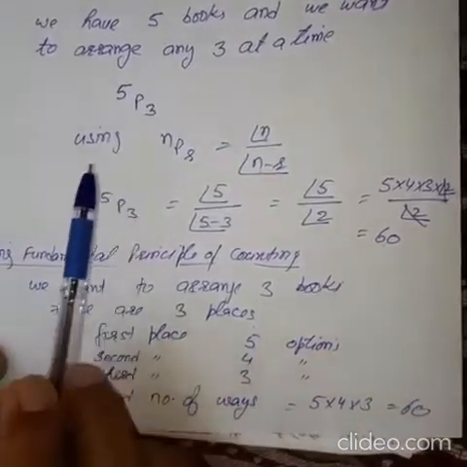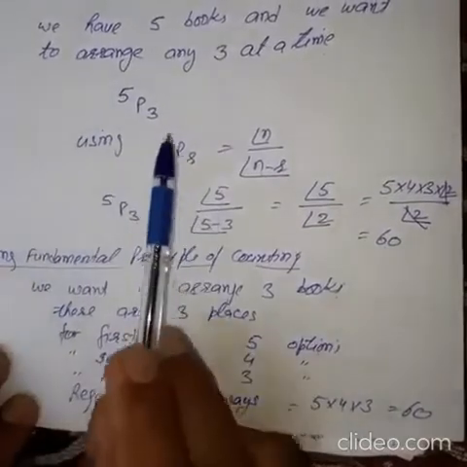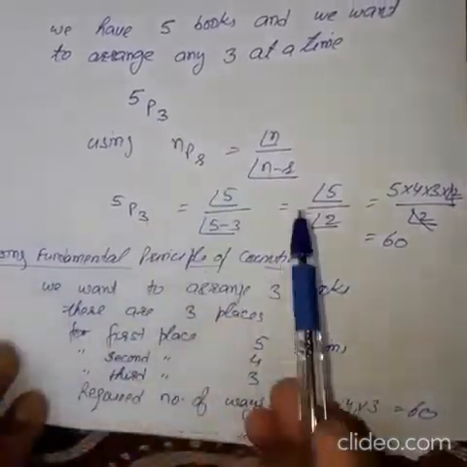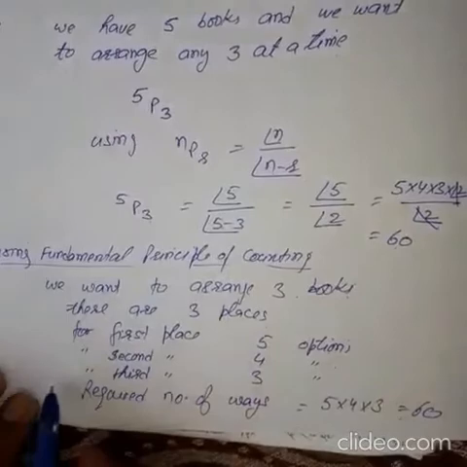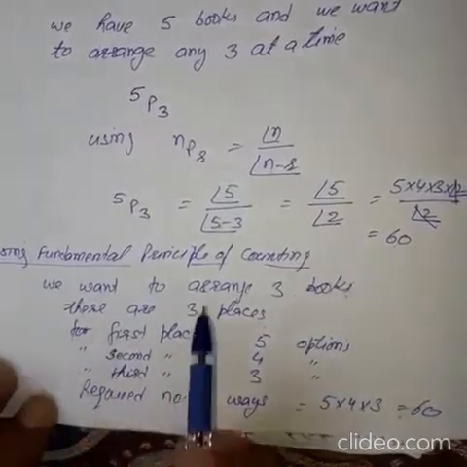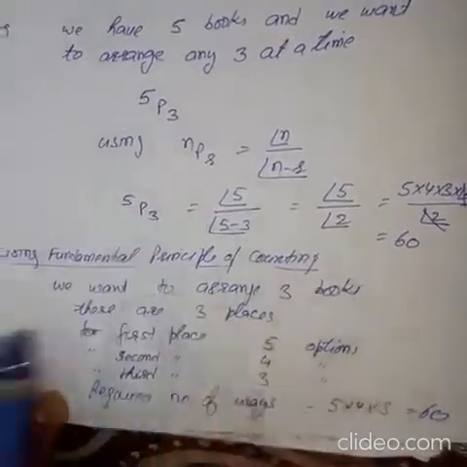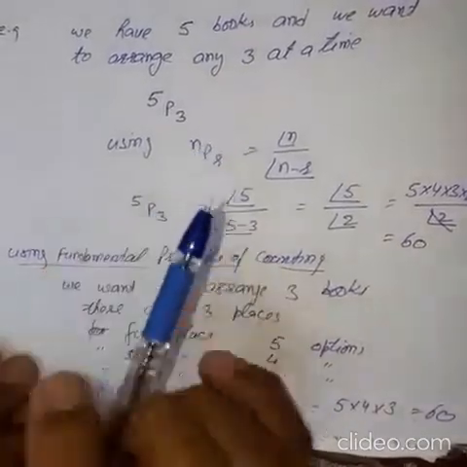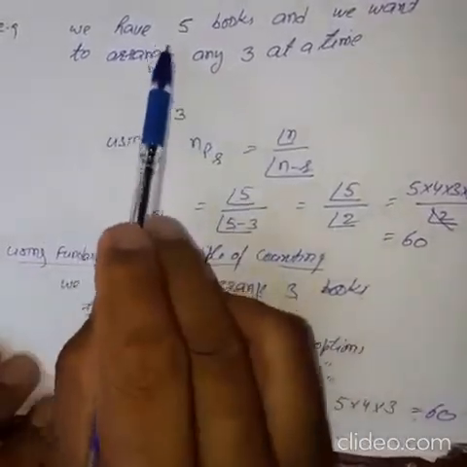So in the permutations, repetition is not allowed. So permutation can be used when repetition is not allowed, but this method can be used when repetition is allowed also. So there is drawback of this method, but we will do questions based on this formula in the next exercise.